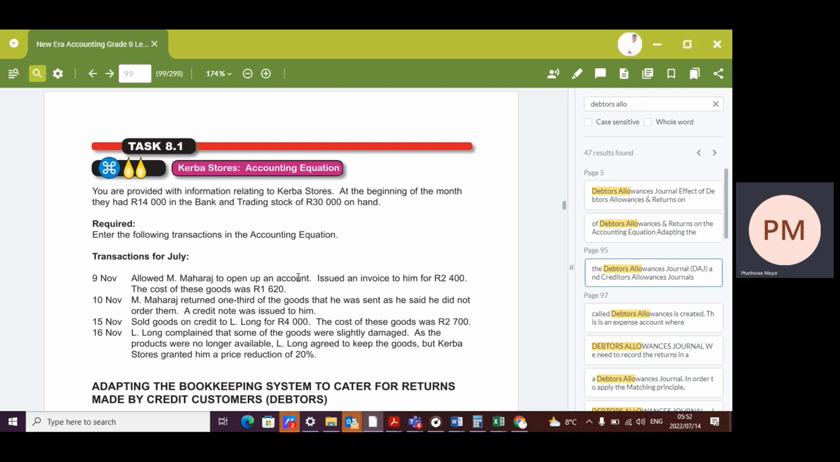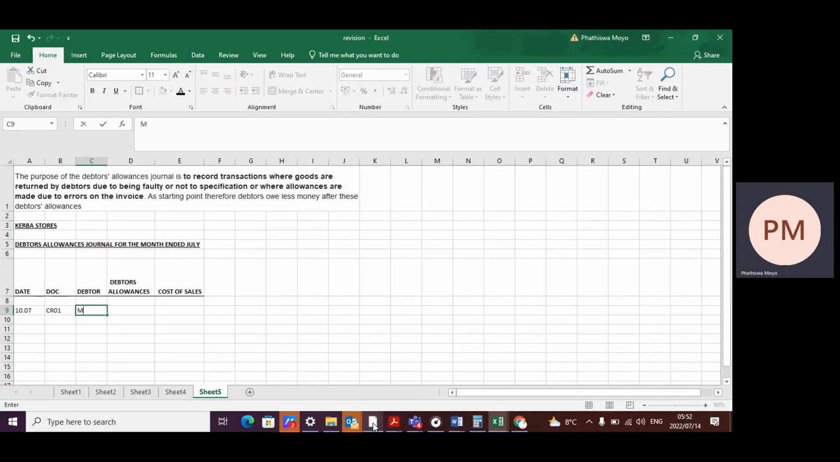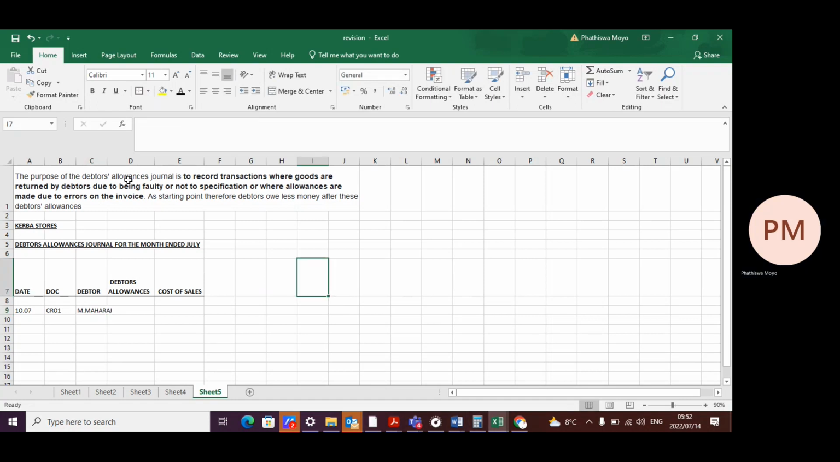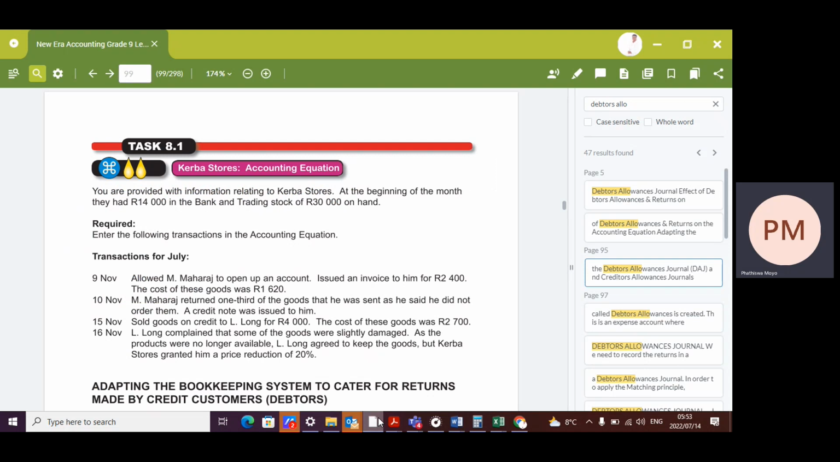So now you're given a credit note on the 10th. So we'll say 10th of July. Credit note, they didn't give you the number, so you say credit note 1. What's the name of the debtor? M. Maharaj. Debtors allowances.